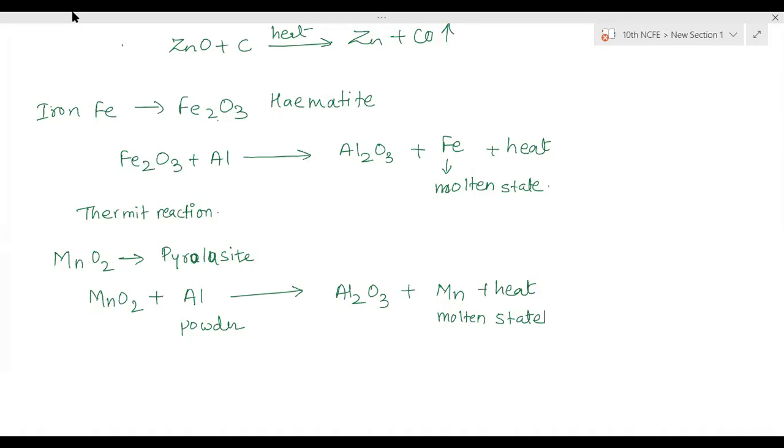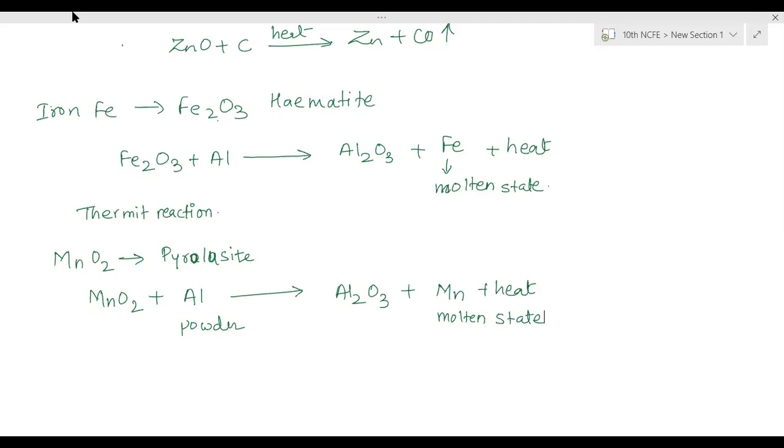Clear? Yes, ma'am. And this question is very, very important. Every time, in any one of the papers, you will get this question one time or multiple times. They will only ask you this reaction, and this practical application, the name of this reaction.